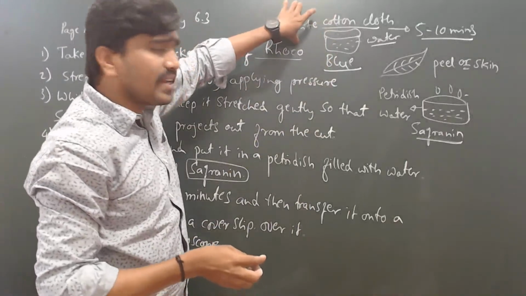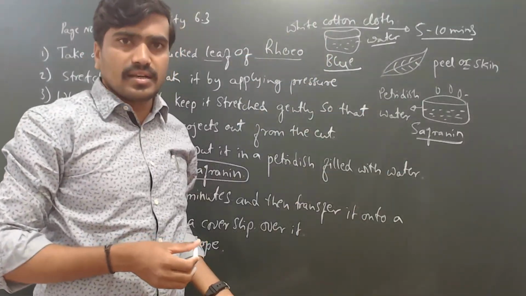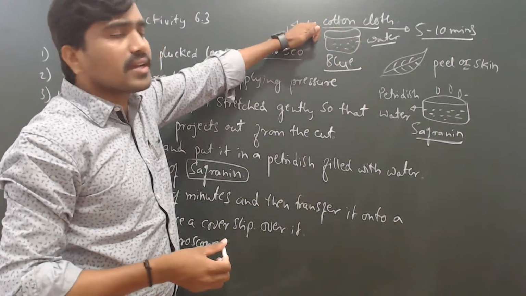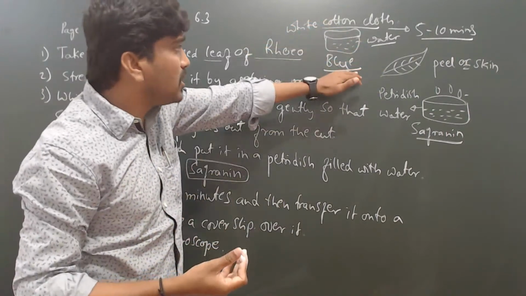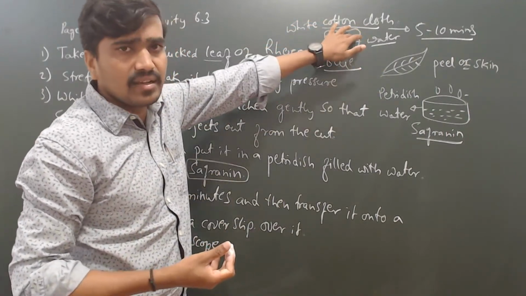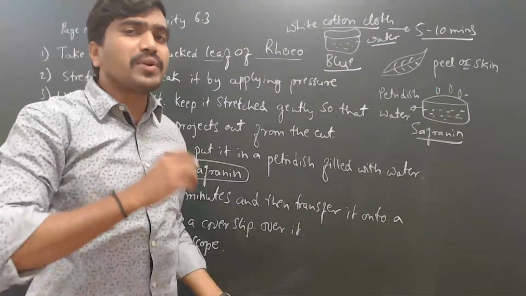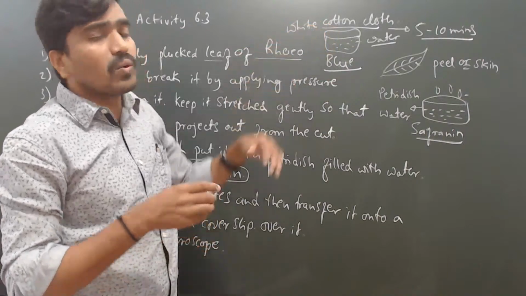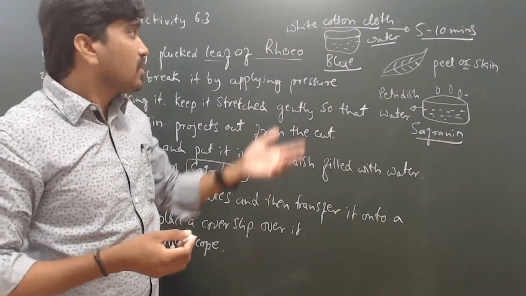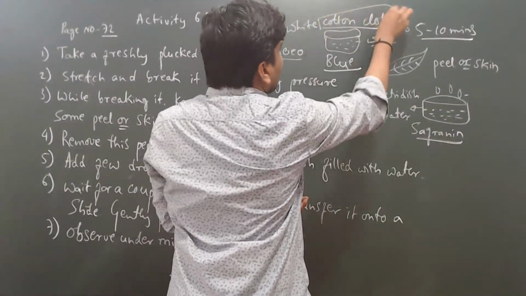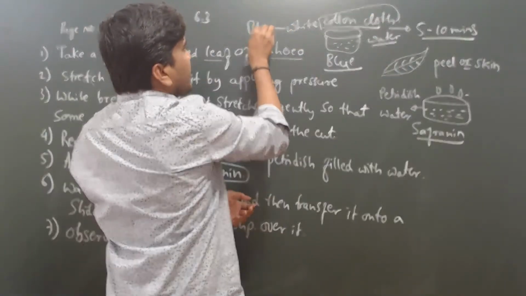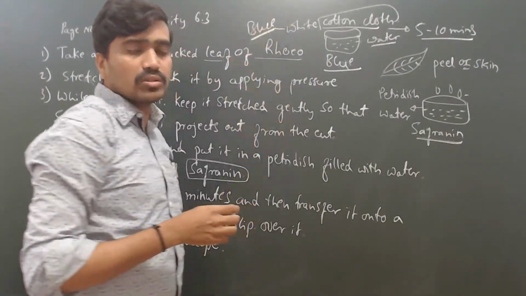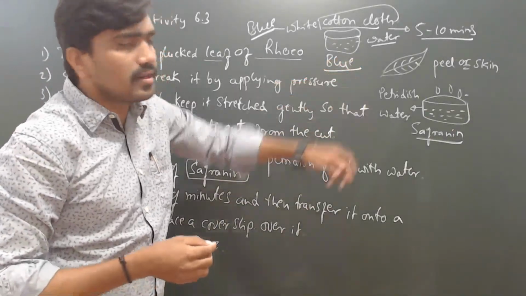Before that it was white in color. After adding blue color to the jar and keeping it for 5 to 10 minutes, when you remove the cloth and observe its color, it turns from white to blue. For what reason? Because we added color here.